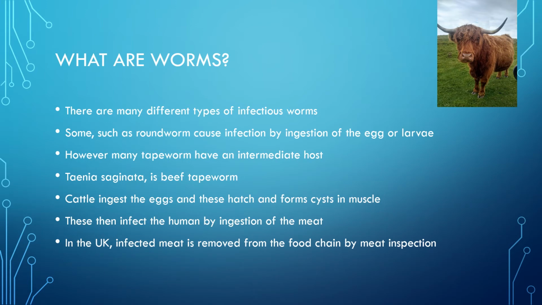What are worms? There are many types of infectious worms. Some, such as roundworm, cause infection by ingestion of the egg or the larvae. However, many tapeworms have an intermediate host. Taenia saginata is beef tapeworm. Cattle ingest the eggs and these hatch and form cysts in muscle. These then infect the human by ingestion of the meat. In the UK, infected meat is removed from the food chain by meat inspection.